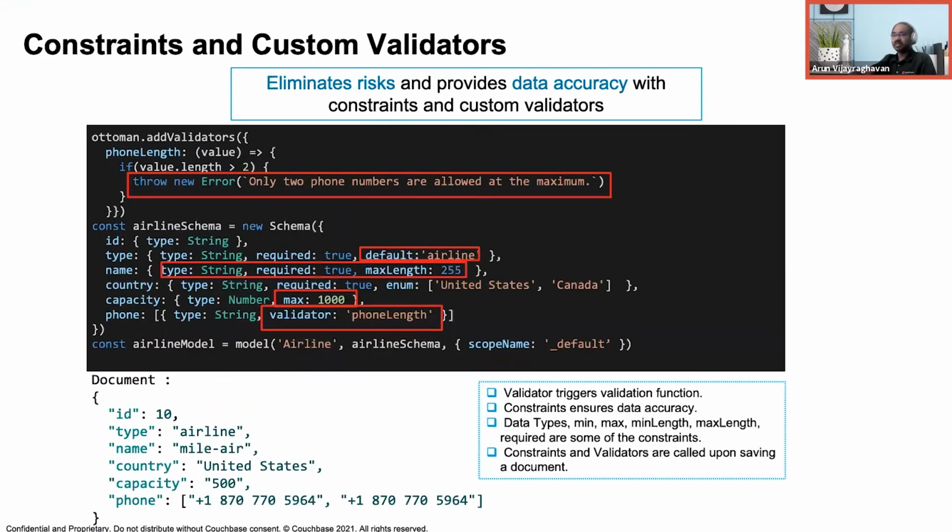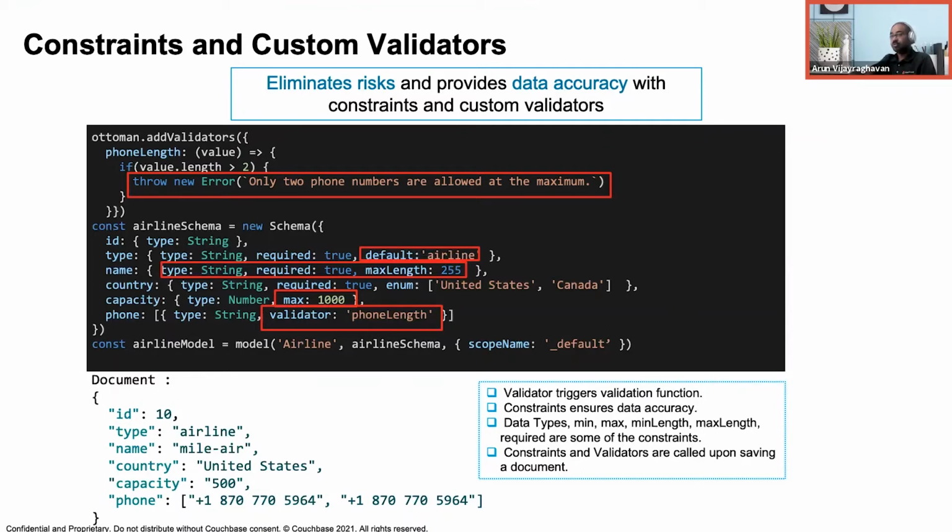Constraints and custom validators ensure data accuracy. Constraints not only limit the value that a field can store, they can also ensure that a field is mandatory and cannot be left empty. Now, there are times when checking for the integrity of a field goes beyond the use of basic constraints like default, min, max, or schema types.